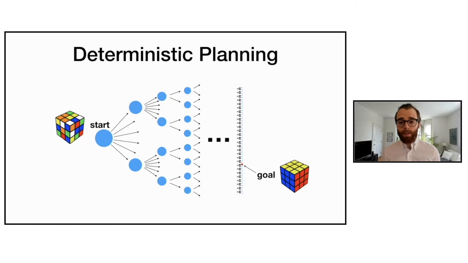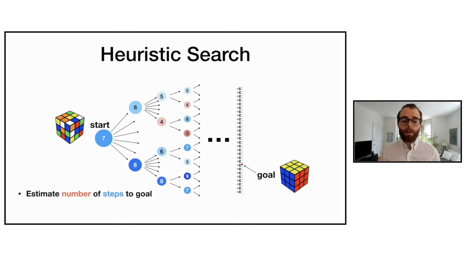We can visualize deterministic planning as a search tree, where our objective is to go from some arbitrary starting configuration, in this case a scrambled Rubik's Cube, to some desired goal configuration. Now, the cost of deterministic planning is exponential in the depth of this search tree. One way that we will try to ease the computational burden is often to use heuristic search. This essentially estimates the number of steps to the goal and allows us to do best first search, expanding nodes based on the heuristic value.